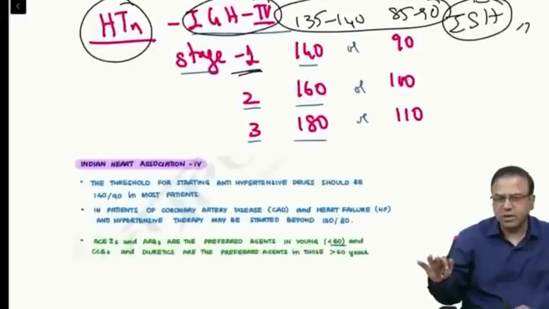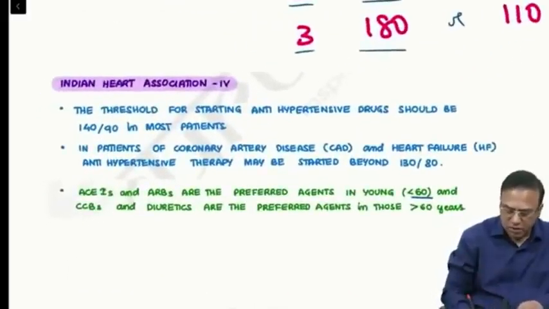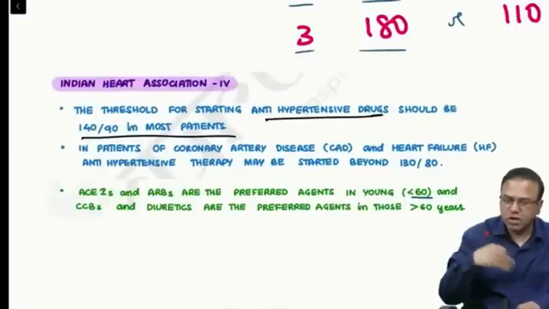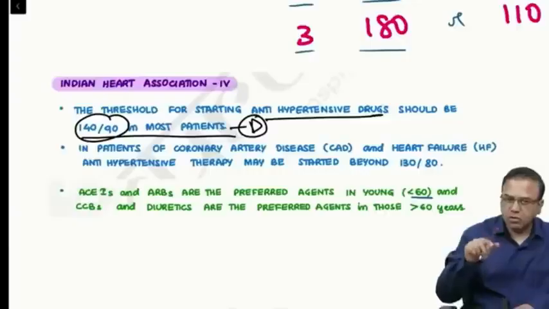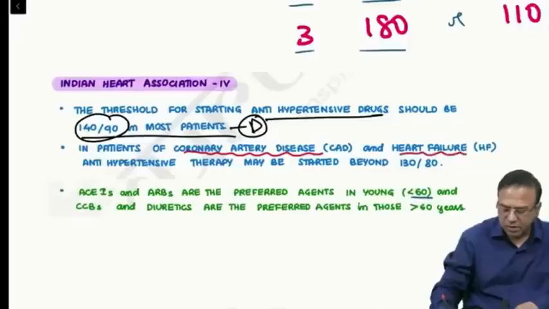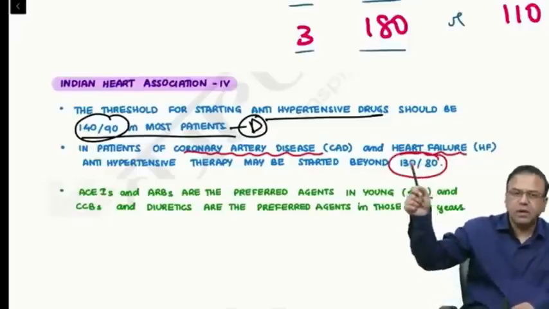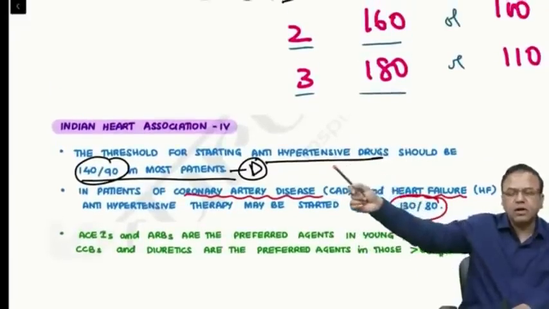Now, according to the Indian guidelines, all patients with stage 1 hypertension, 140/90, you should start on drugs. Lifestyle you should start before, but drugs you will start for treatment when it is 140/90. But they are also telling that if the patient has coronary artery disease or heart failure, then start the drugs at 130/80. Above 130/80 itself start drugs. If the patient does not have ischemic heart disease or heart failure, then 140/90 is the cutoff.